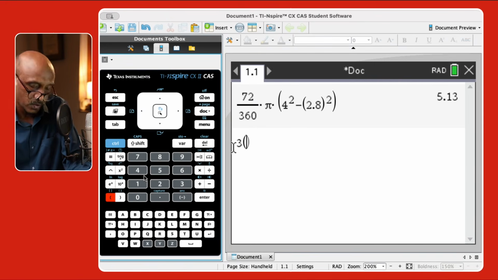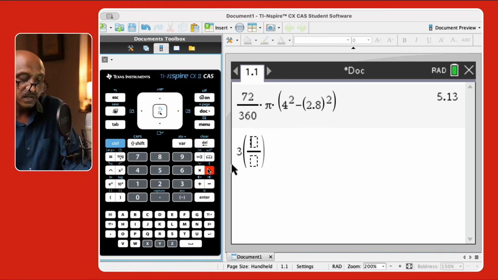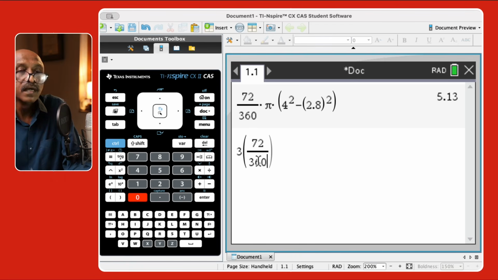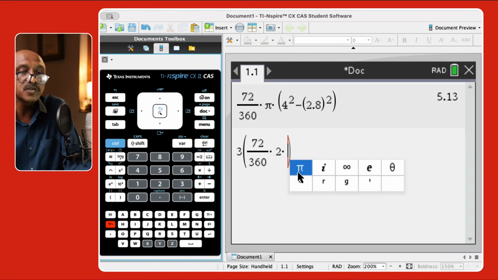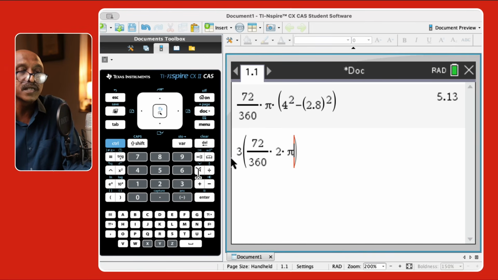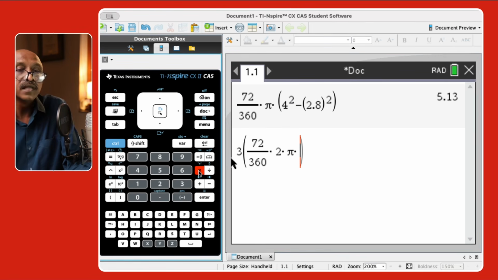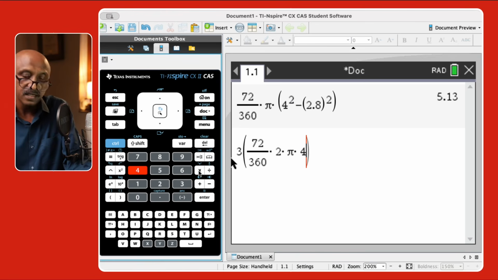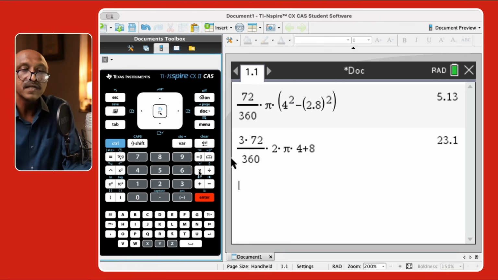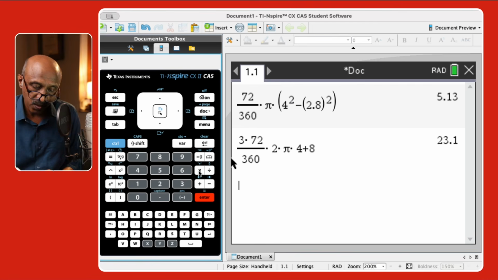3 into, and that template for the ratio of 2 numbers, 72 divided by 360. And what do we have? Times, the multiplication sign, 2 times pi. Again, use the pi key. Don't use 3.14 here because you'll be compounding the error occurring from rounding off. Okay, 2 pi r, and close the bracket, and we can put a plus 8. And what do we have? We got 23.1.